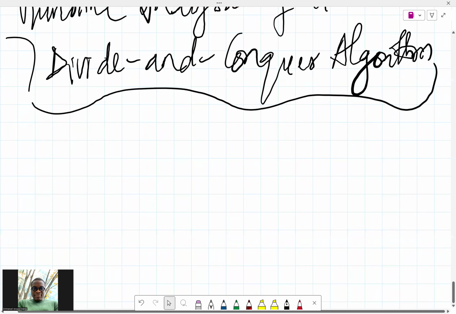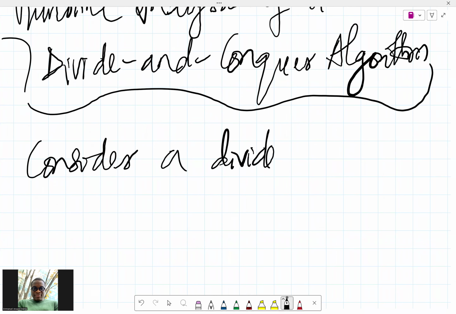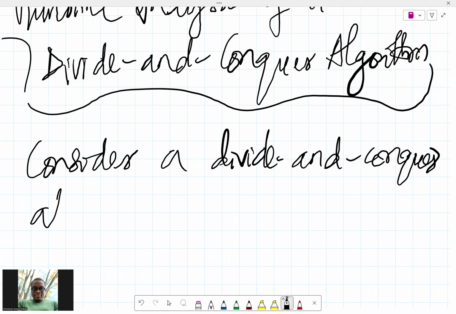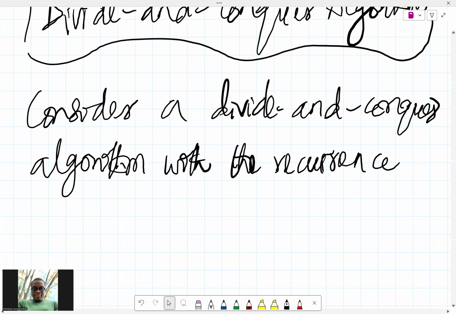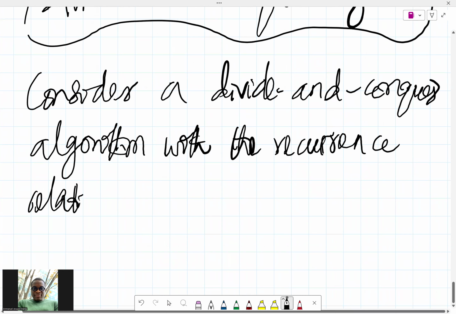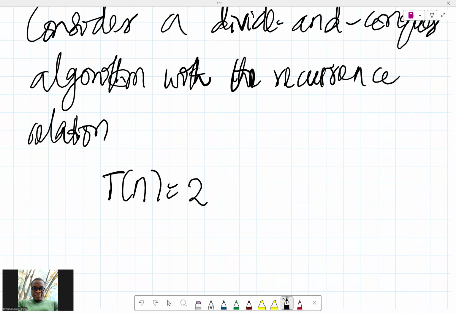Okay, so consider a divide and conquer algorithm with the recurrence relation. So the recurrence relation now is T of n equals 2T of n divided by 2 plus big O of n.